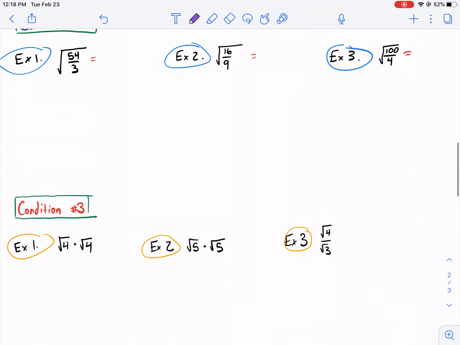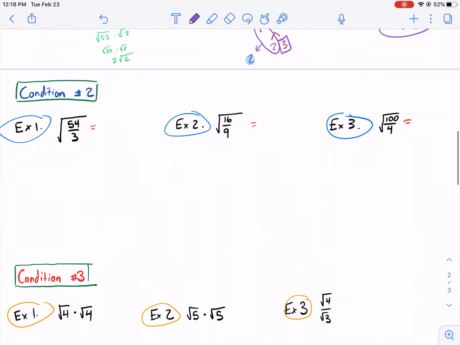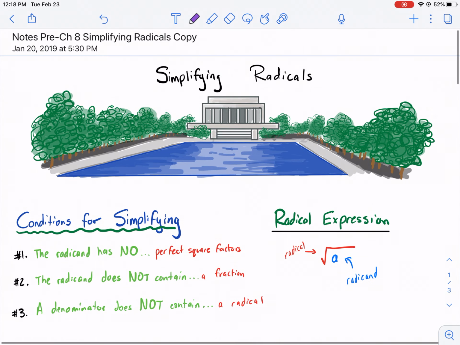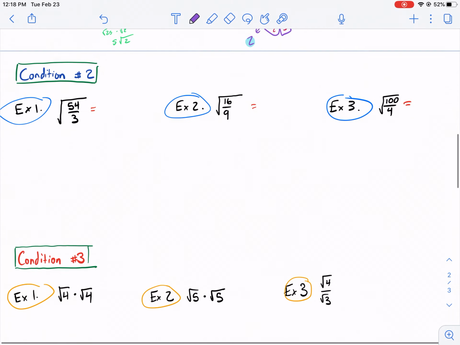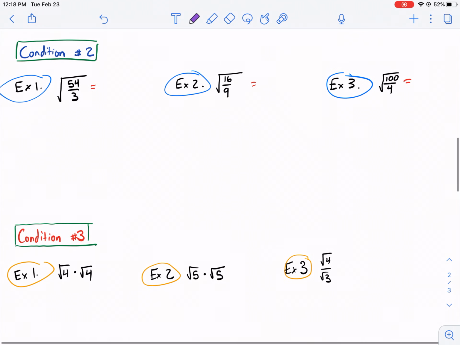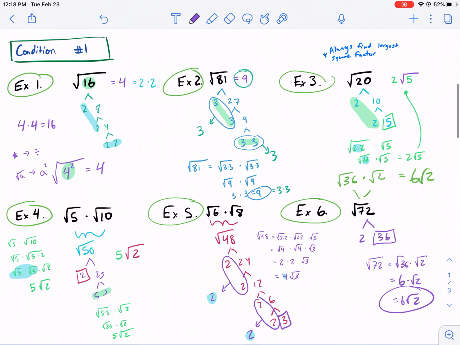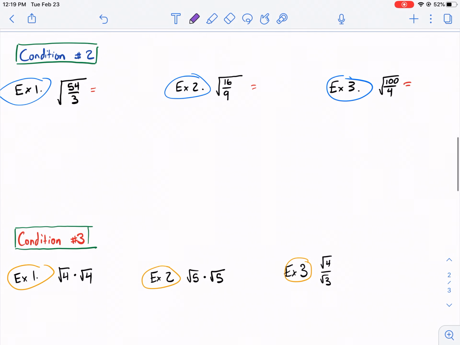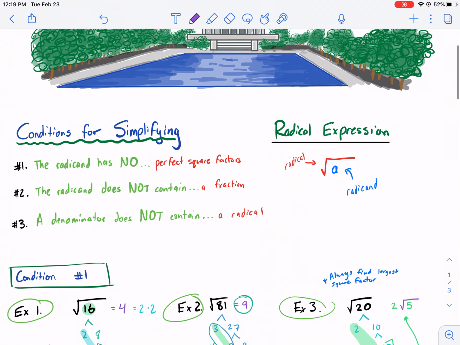Okay, so we have a couple more conditions. I think we can get through all of these. It's fairly similar to what we did in condition 1. Actually, no, we're going to take a short break. I want to make sure we split this into suitable chunks. So that was condition 1. We'll pick up with condition 2 and condition 3 in part 2 of this video. Hope you've been enjoying it so far. This is Simplifying Radicals.